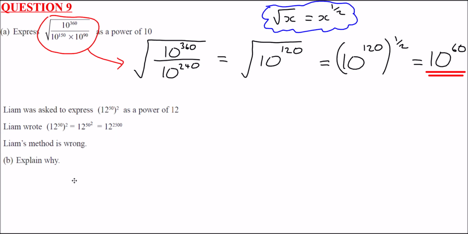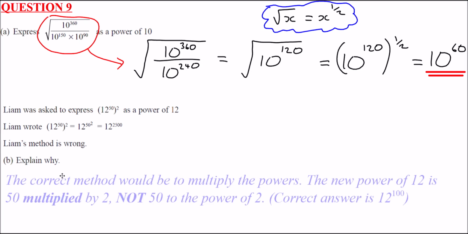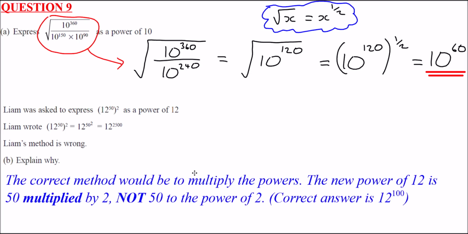Explain why. Simply put, what Liam should have done, if he had a power of a power, he should have multiplied those powers together. So the correct method would be to multiply the powers. The new power of 12 is 50 multiplied by 2, not 50 to the power of 2. So the correct answer is 12 to the power of 100, not what Liam's put.